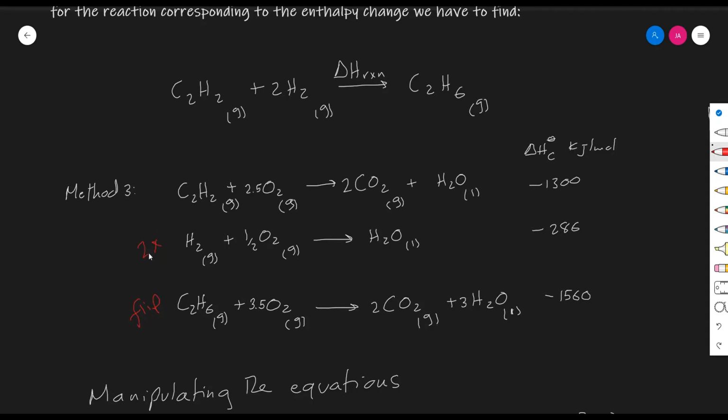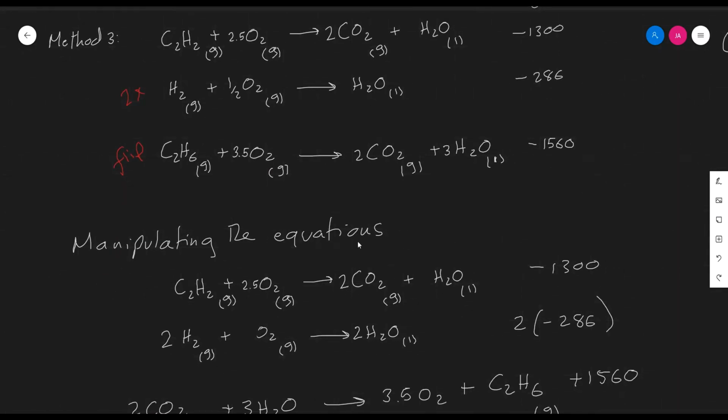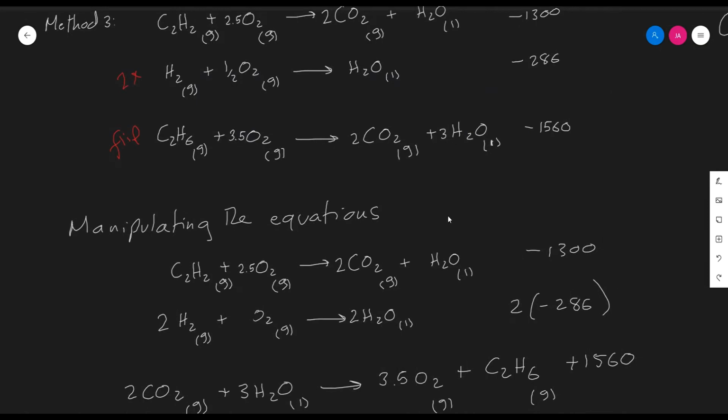So this needs to be multiplied by 2. This is fine. The first equation is okay. The second equation needs to be multiplied by 2. The third equation needs to be flipped, which I manipulated on the bottom here. Thus, as I stated, the first equation was kept the same right there. This equation was multiplied by 2. All the factors were multiplied by 2, the stoichiometric ratios. So this was 1, 1/2, 1. It became 2, 1, 2. And this equation was only flipped.